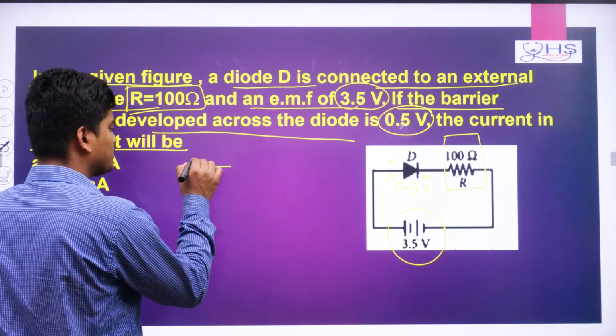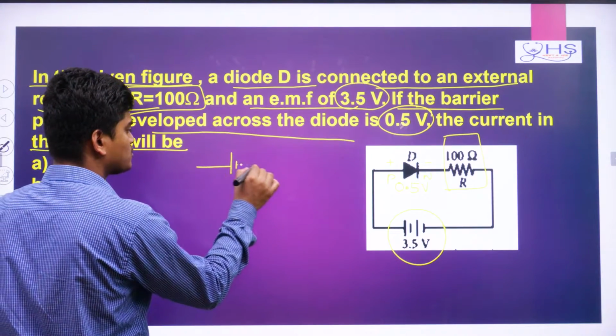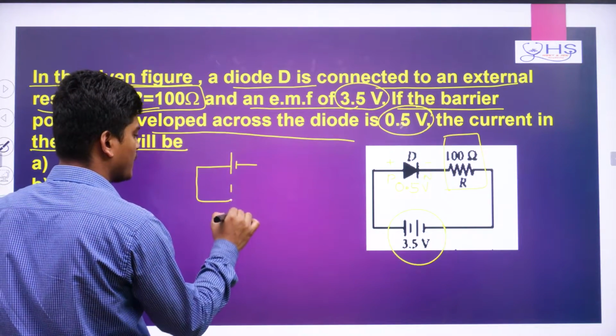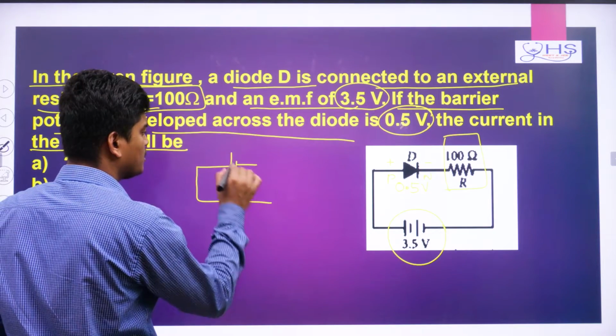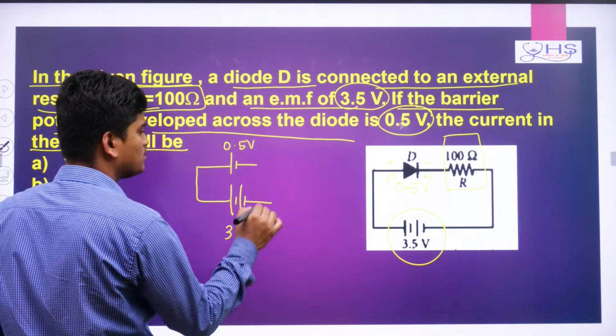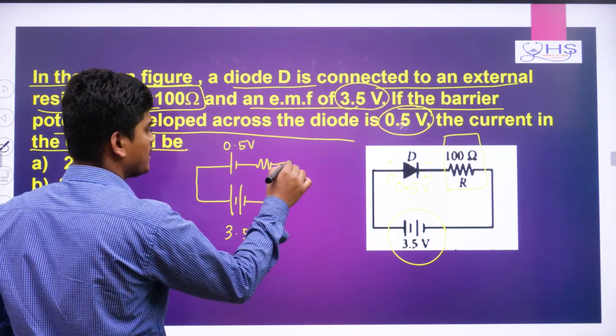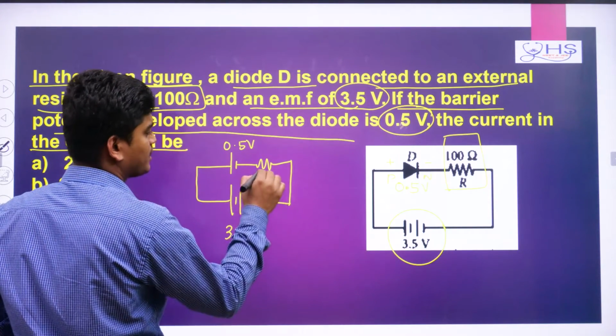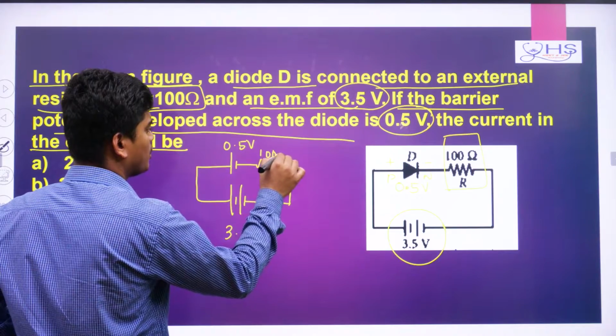So here I can write the circuit is like this one. A small battery like this one, and here another battery is there. So this is your 0.5 volt. This is your 3.5 volt, and here one resistor is there. Like this type of circuit I can write. So R is nothing but 100 ohm.